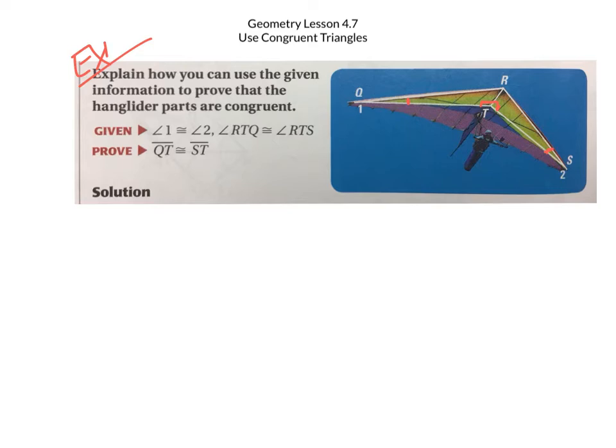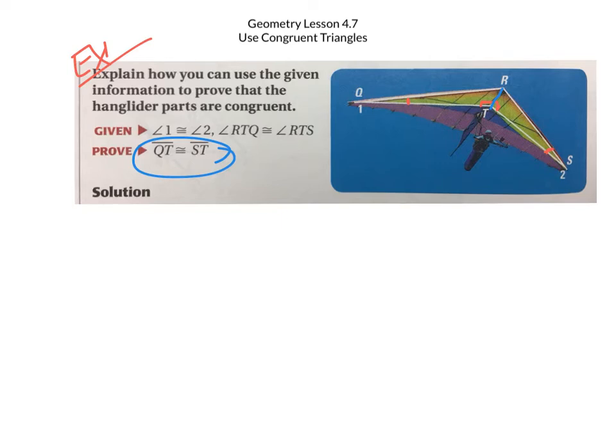How can we prove that the third angle is congruent to each other? Because they're trying to find whether QT is congruent to ST. So if we can prove that third angle, side angle side. Why side angle side? Because this line is reflexive. Very good. But is it side angle side?